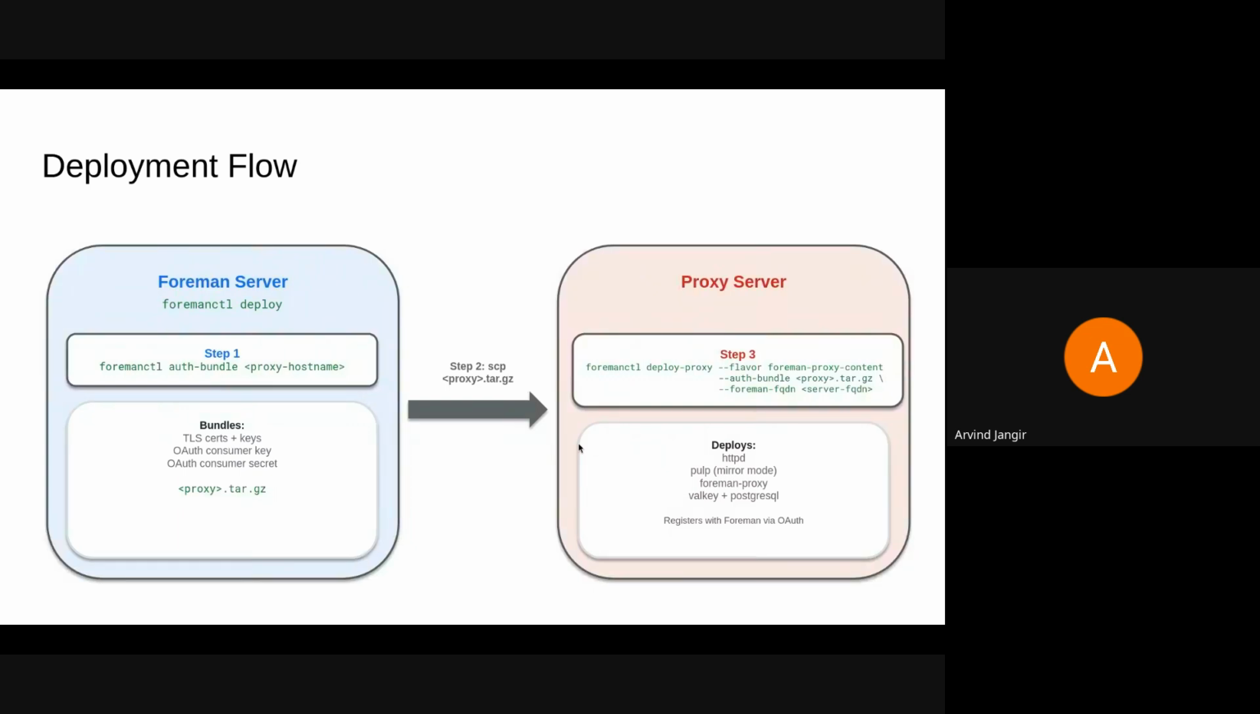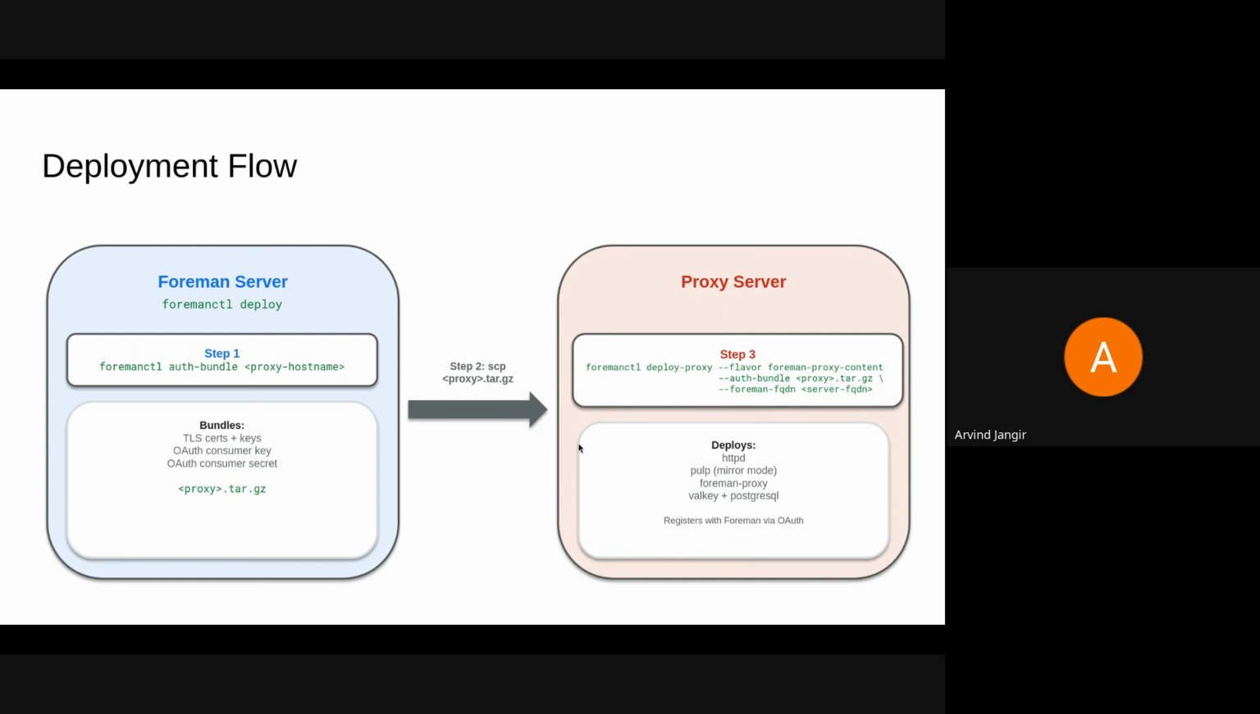This is the flow diagram of the steps I just described. This is how it looks in the diagram. On the Foreman server, we need to run foreman-ctl deploy. For generating the authentication bundle, we have a separate command. We can run foreman-ctl auth bundle and then the proxy hostname. It will create that bundle, and what the bundle contains is all the TLS certificates and keys plus the auth consumer key and secrets as well.